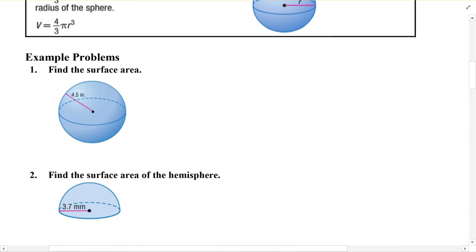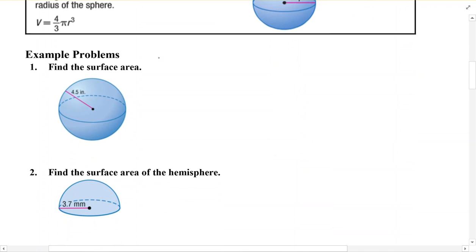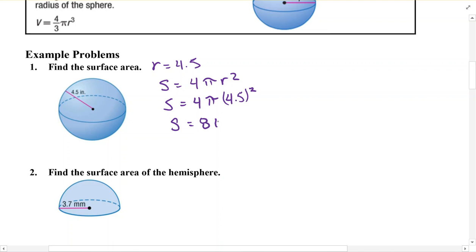Looking at example problems, in this first one we have that the radius of the sphere is 4.5. The formula for the surface area is 4 times pi r squared. Surface area is 4 times pi times 4.5 squared. So we have that the surface area is 81 pi inches squared. If we multiply through by pi, we have 254.5 inches squared.